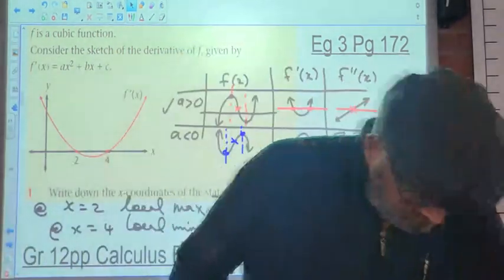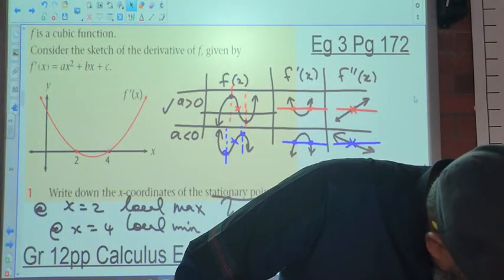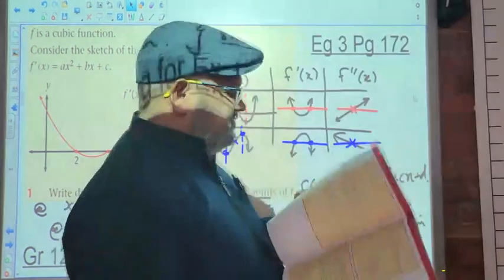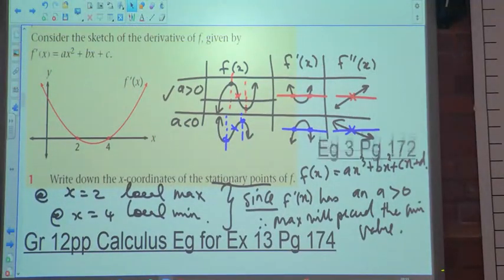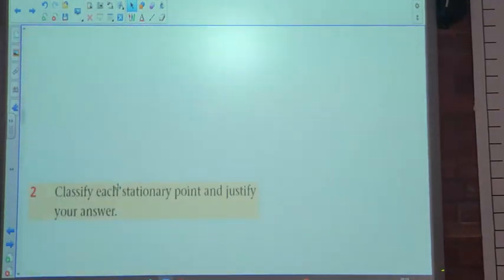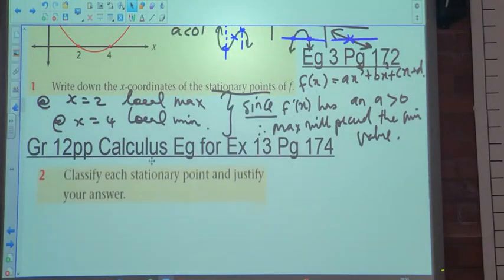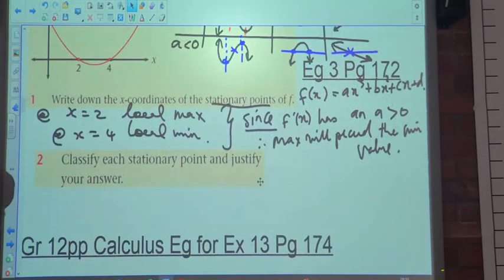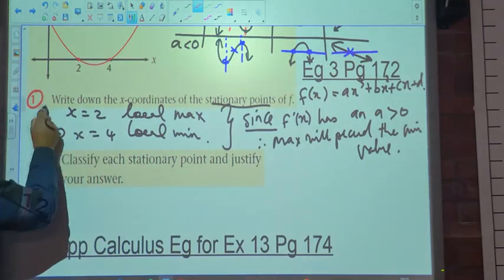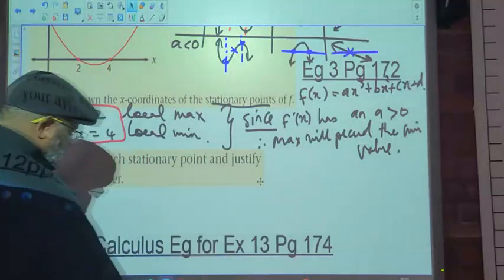Alright. See how much we have left for this question. According to the textbook, question 2 says: classify each of the stationary points and justify your answer. I just did that as well. I've answered both here in this question. So for question 1, that is what they're looking for. The next is question 2.